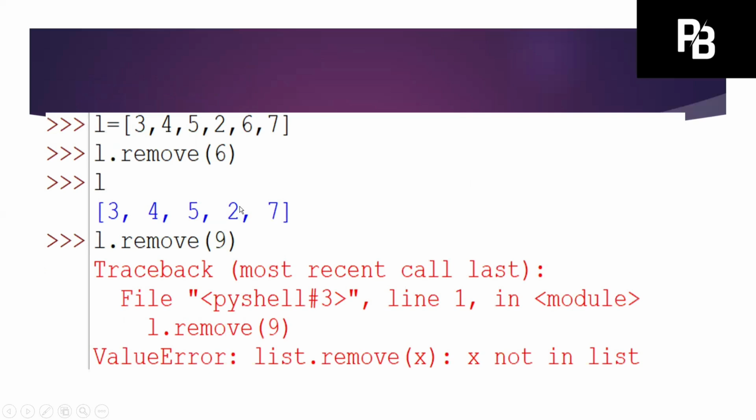So 6 is here, it's deleted. If you write L dot remove 9, that is not present in your list. So in that case, it shows an error. Let's check the example, students.